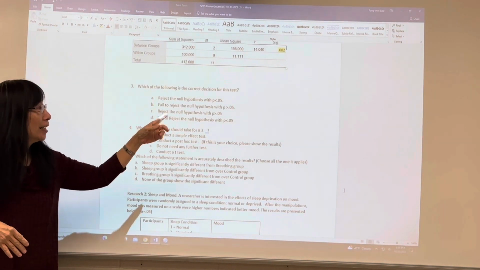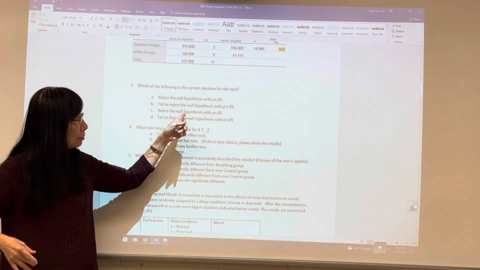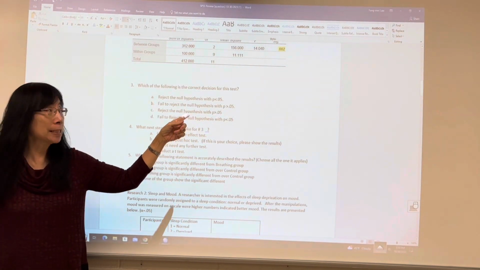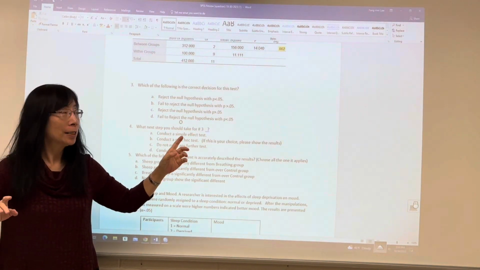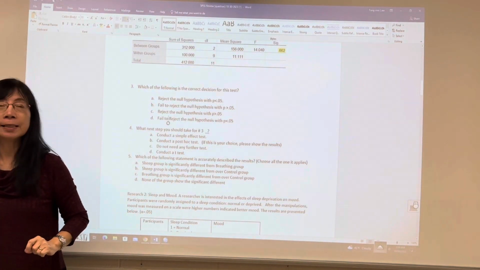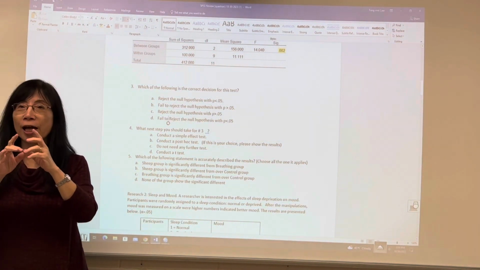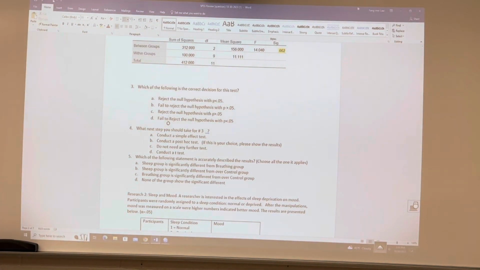Be careful, because I have a reject in C too, just to confuse you. Even though C says reject, it says greater, and that's not right. Whenever you reject, it has to be smaller. Very good. So the answer is A.